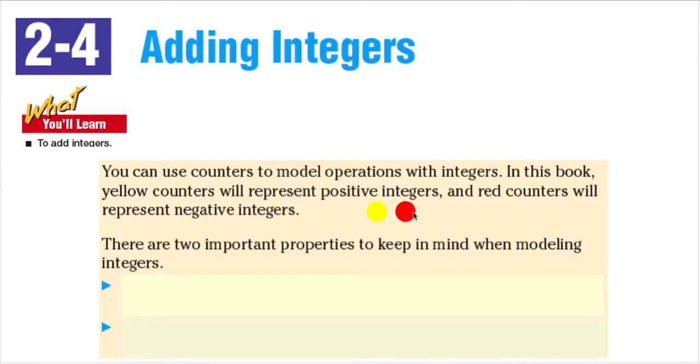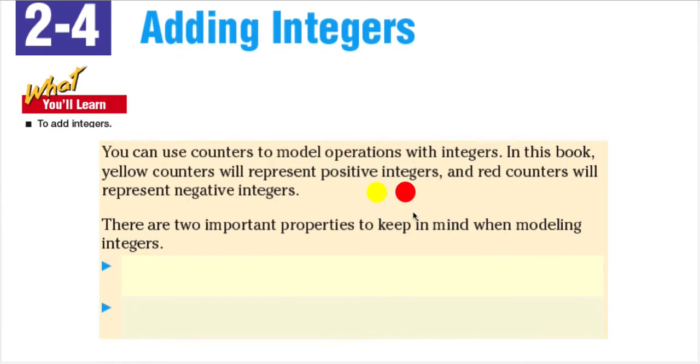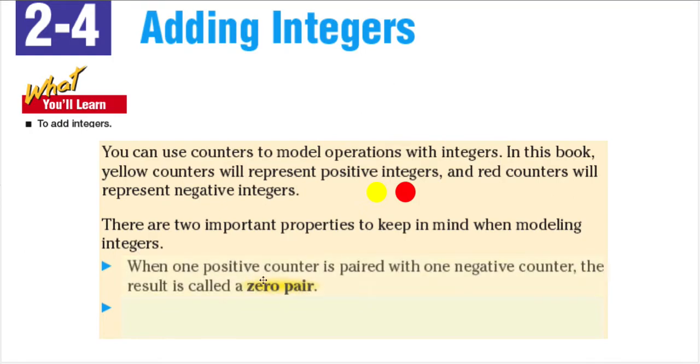Okay. But before we start adding integers using counters, there are two important properties to keep in mind when modeling integers. First important property is that when one positive counter is paired with one negative counter, the result is called a zero pair. Simply put, if I have a yellow counter and a red counter together, okay, this is our zero pair. Okay, that's the first important property.